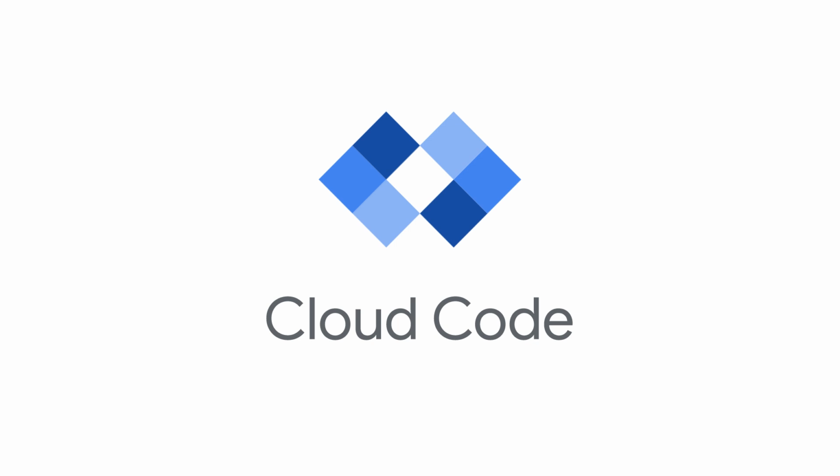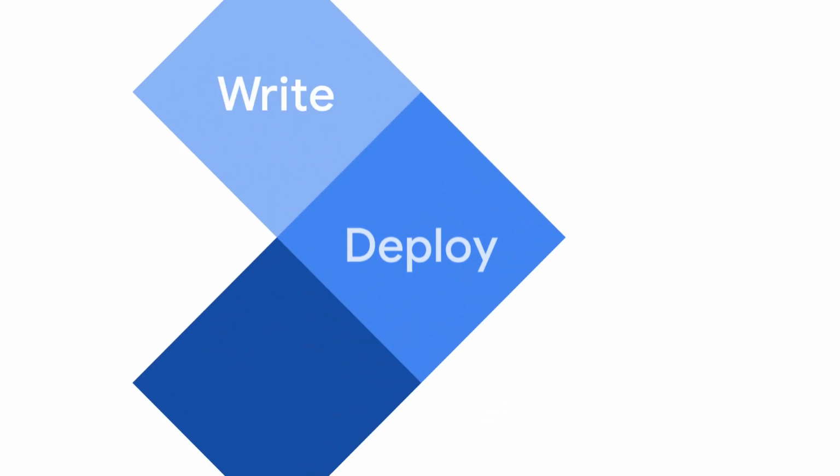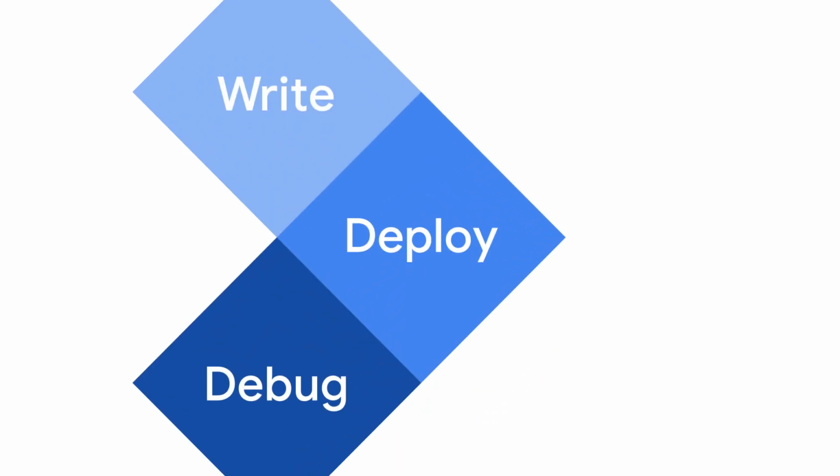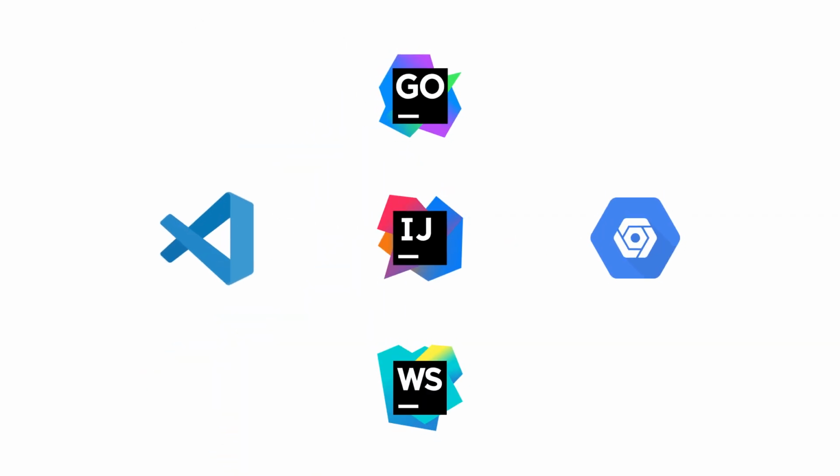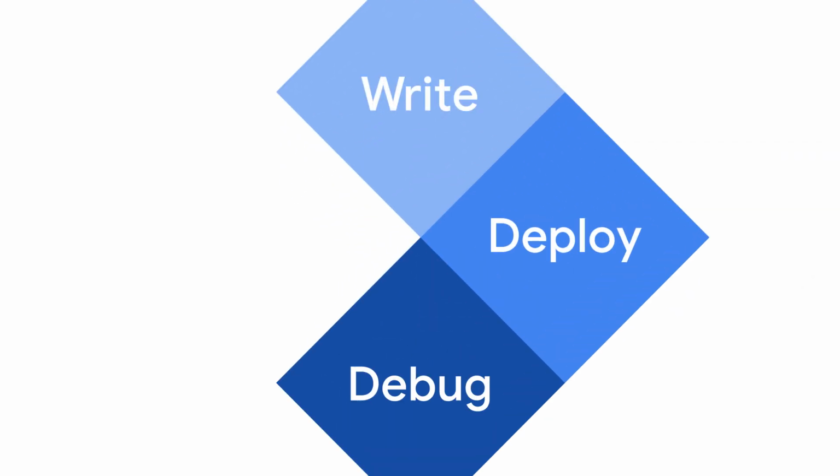Cloud Code is a set of IDE plugins that allows you to write, deploy, and debug cloud-native applications quickly and easily. Cloud Code supports a number of IDEs, including Visual Studio Code, JetBrains IDEs such as IntelliJ, and Cloud Shell Editor. This way you can leverage the tools you already know. Let's dive deeper into how Cloud Code helps you write, deploy, and debug your code faster.